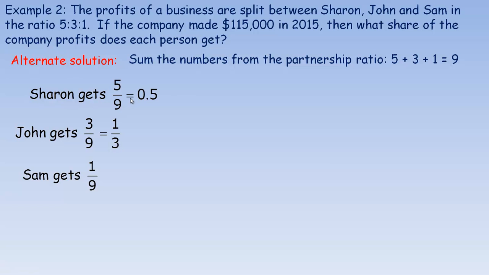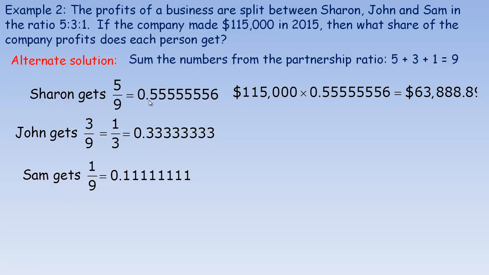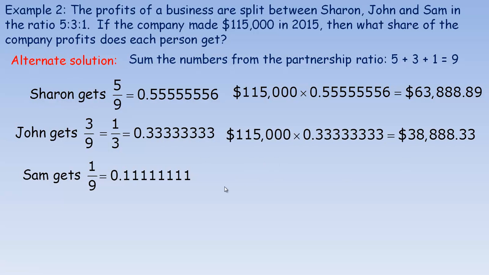Now, if we divide 5 by 9, we get this 0.5 repeating number, and the same with John. I'm keeping several dozen places so I have my accuracy. I don't worry about that penny thing in the last example. So, if somebody asked you what percentage does Sharon get, you could say it's about 55.6%, John gets 33.3%, and Sam gets 11.1%. And so, if you take the 115,000 now and multiply it by these decimals, there's Sharon's earnings. Here's John's earnings and Sam's earnings.